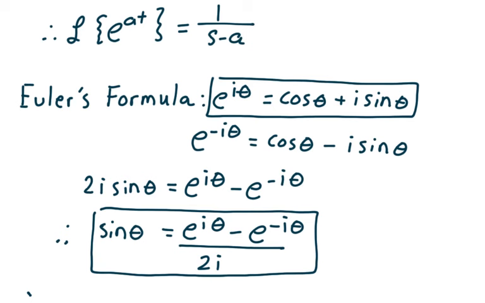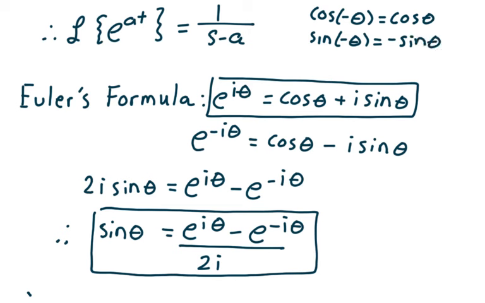Because cosine is an even function. And so what that tells me is that cosine of negative theta is the same thing as cosine of theta. And then sine is an odd function, so sine of negative theta is the same as negative sine of theta. And then when you put all that together, you end up with e to the negative i theta is cosine of theta minus i sine of theta.